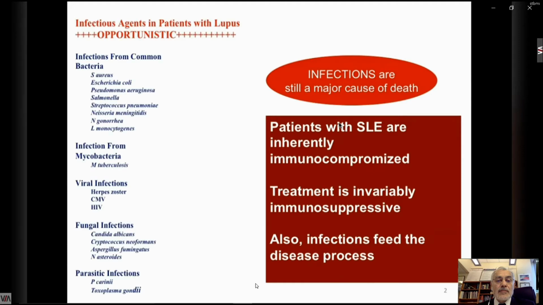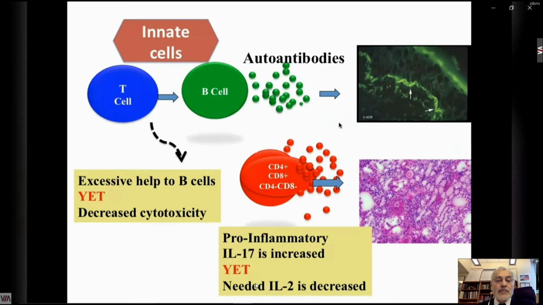The kinds of infections that we encounter in patients with lupus are very similar to the ones we see in patients with HIV infection, namely many, many opportunistic infections, and we as clinicians have to be aware of this particular fact. Here is an overview of the cellular and cytokine events in patients with lupus from 30,000 feet.